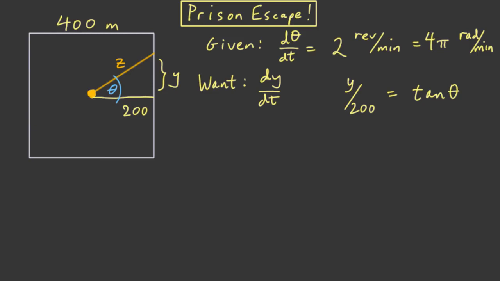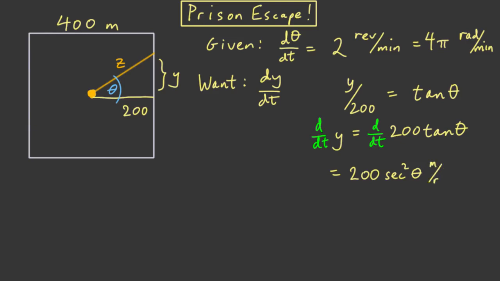And I'm actually going to rewrite that as y equals 200 tan theta, because now when we implicitly differentiate and take d by dt on both sides, on the left we have dy dt, which is exactly what we want. On the right, well, the derivative of 200 tan theta would be 200 secant squared theta if we were taking the derivative with respect to theta. And that would be measured in meters per radian. But since we're actually taking a derivative with respect to t, we also need a factor of d theta dt.